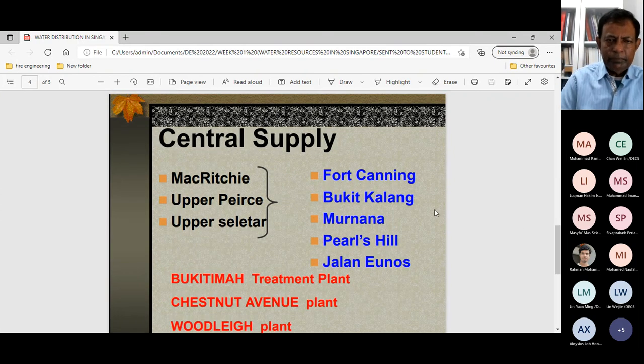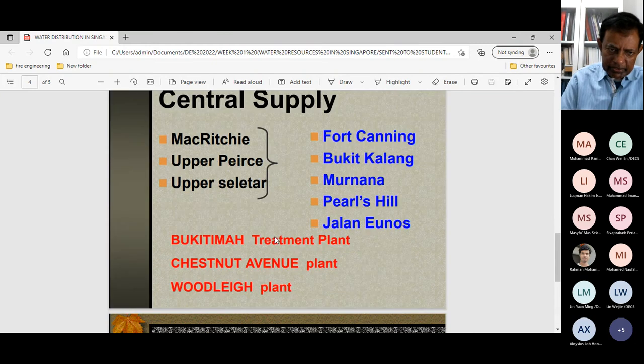Then for the central supply, you take water from Macritchie, Upper Pierce, and Upper Seletar, and you treat them in three treatment plants, which are Bukit Timah, Chestnut Avenue, and Woodleigh. The water is shared between them. Once it is treated, the water is pumped to the elevated service reservoirs in Fort Canning and Pearls Hill. You can see that for Chinatown, the water is essentially distributed from Pearls Hill.